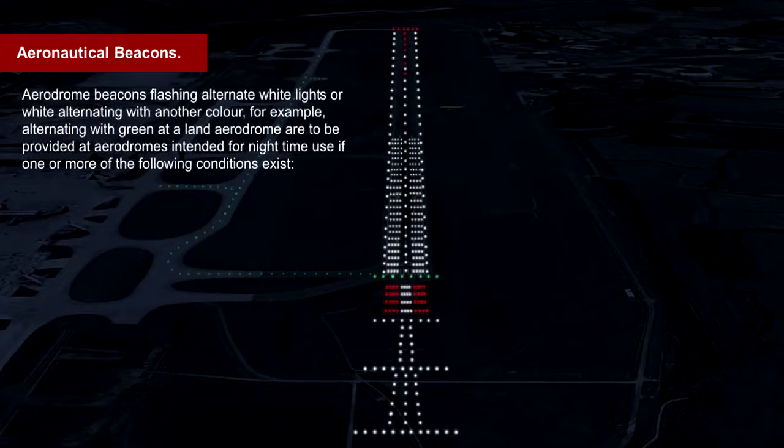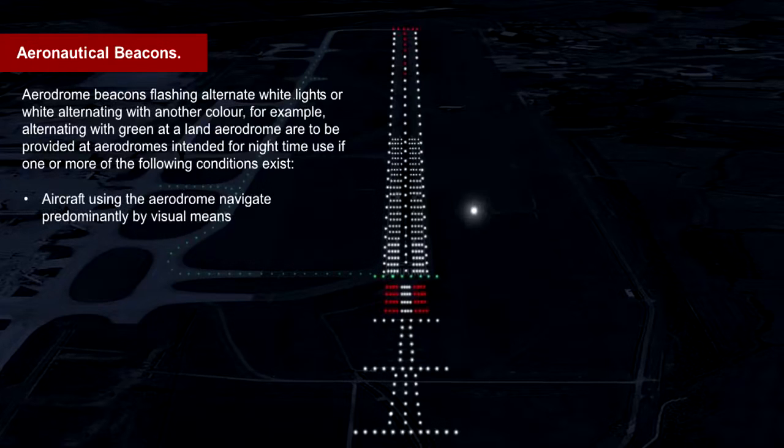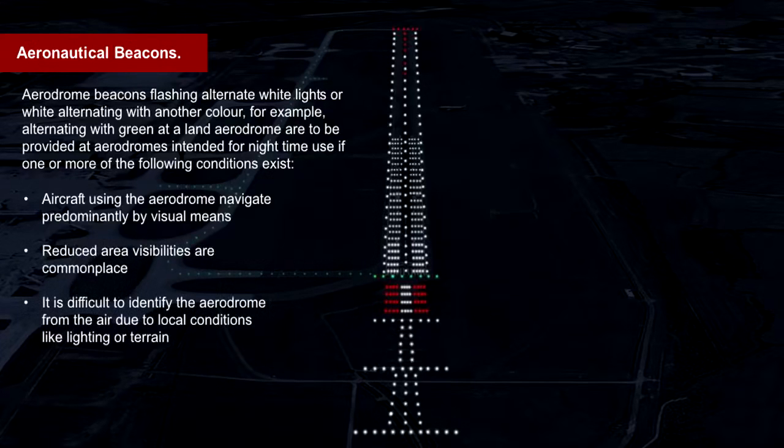Aerodrome beacons flashing alternate white lights, or white alternating with another colour, for example alternating with green at a land aerodrome, are to be provided at aerodromes intended for nighttime use if one or more of the following conditions exist. Aircraft using the aerodrome navigate predominantly by visual means, reduced area visibilities are commonplace, or it is difficult to identify the aerodrome from the air due to local conditions like lighting or terrain.